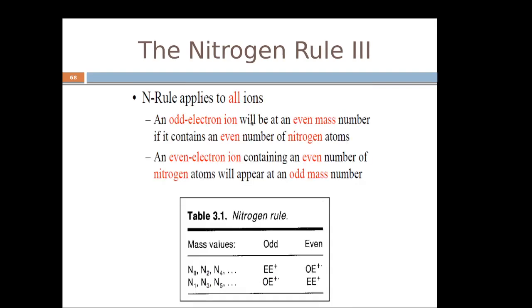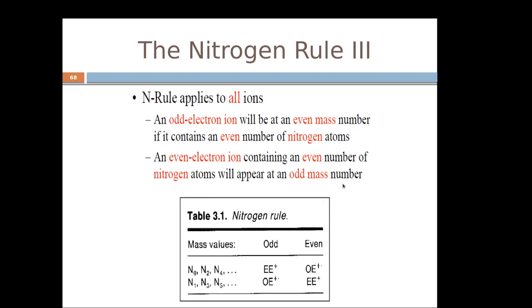And nitrogen rule 3 applies to all ions, and it says that if the compound contains an even number of nitrogen atoms, and if an odd electron ion is formed from this compound, then it will have an even mass number. So this is rule number 1. But if the compound contains an even number of nitrogen atoms, same as above, and if the compound forms an even electron ionic species, then this species will have an odd mass number. I hope you understand this.